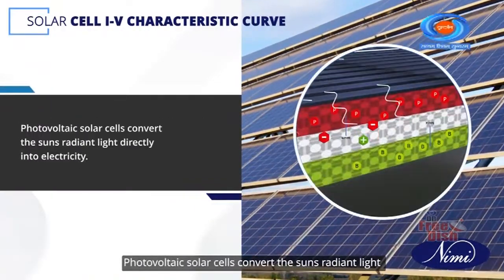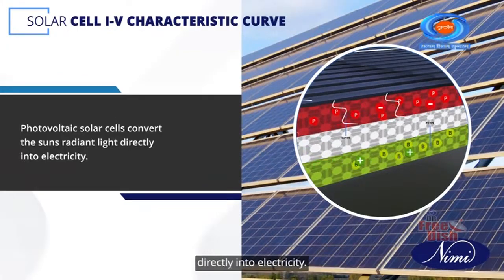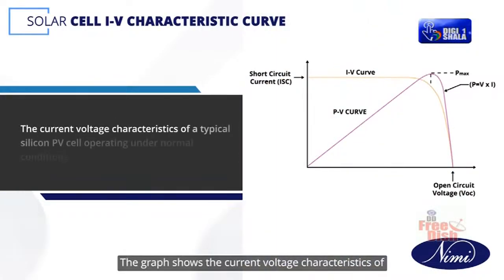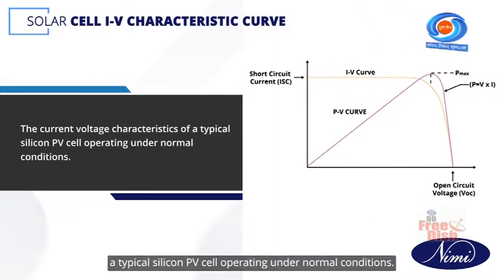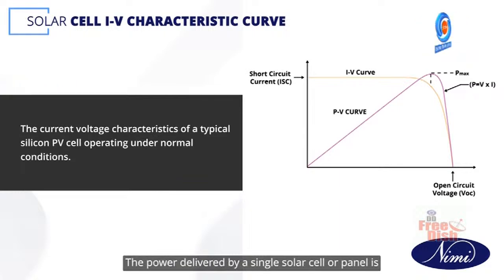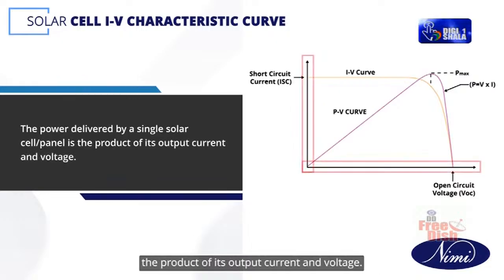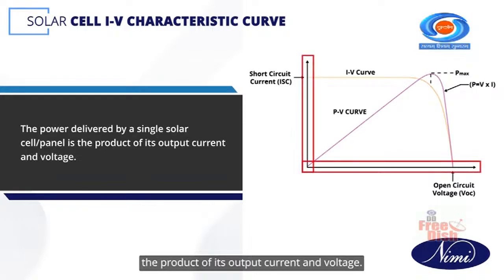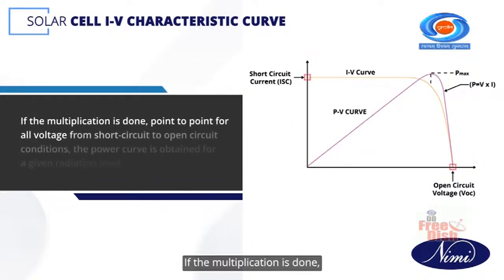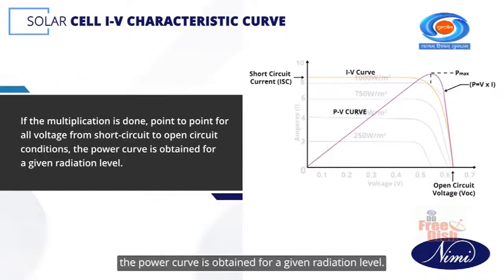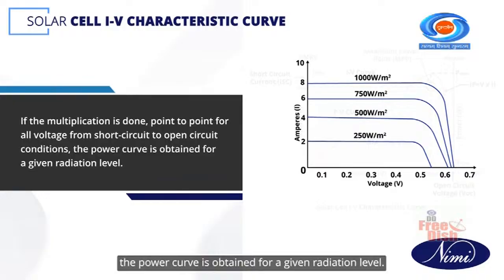Photovoltaic solar cells convert the sun's radiant light directly into electricity. The graph shows the current voltage characteristics of a typical silicon PV cell operating under normal conditions. The power delivered by a single solar cell or panel is the product of its output current and voltage. If the multiplication is done point to point for all voltages from short circuit to open circuit conditions, the power curve is obtained for a given radiation level.